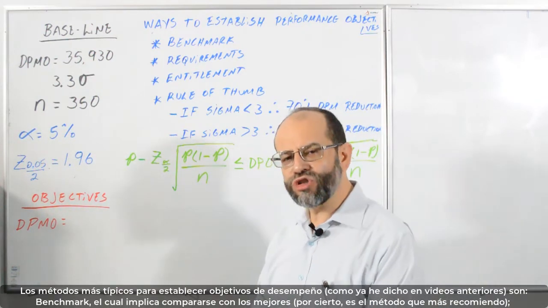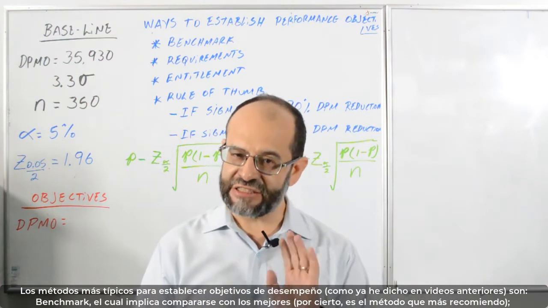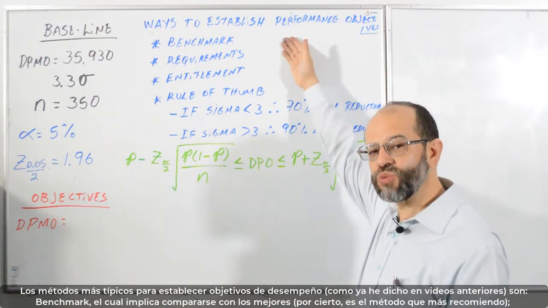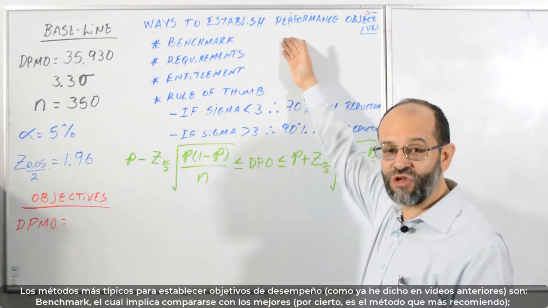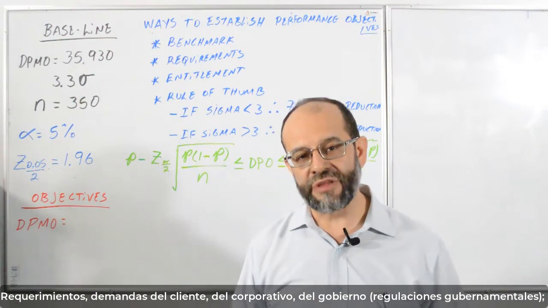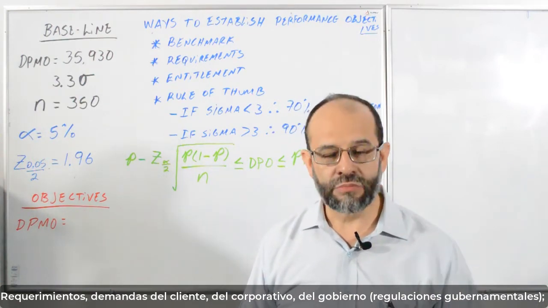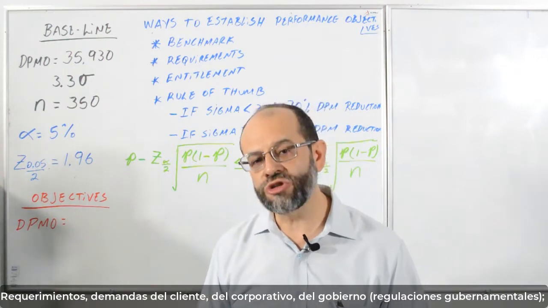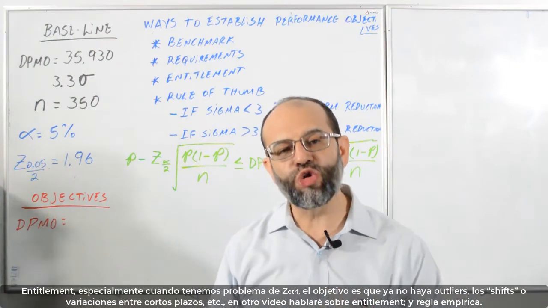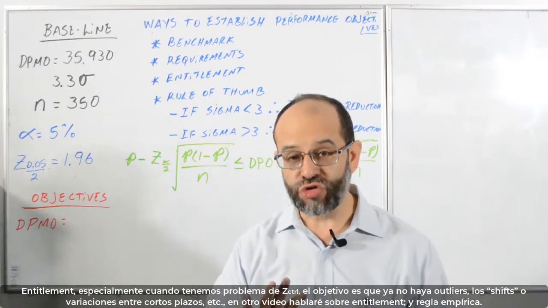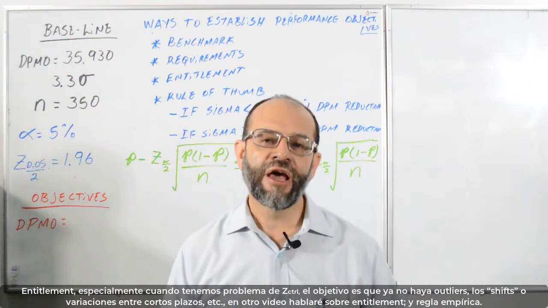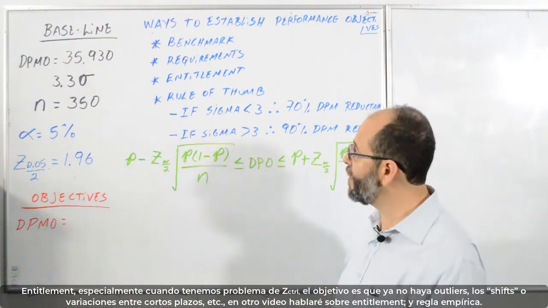The most typical ways to establish performance objectives, as I have said in a previous video, are benchmark, which is comparing to the best with the best, which, by the way, is the method that I recommend the most. Requirements from the customer, requirements from the headquarters, requirements from the government regulations, etc., demands. Entitlement, especially when we are having a Z control problem, the objective is to remove all the outliers and all the special causes of variation, all the shifts as well. And in another video I will talk about entitlement.